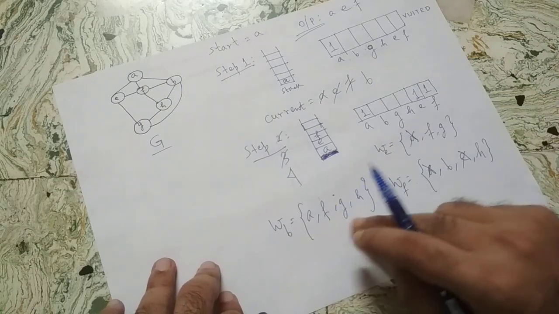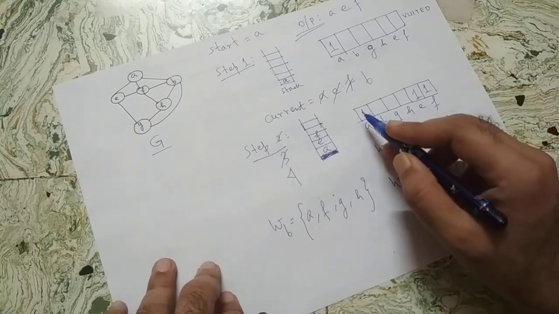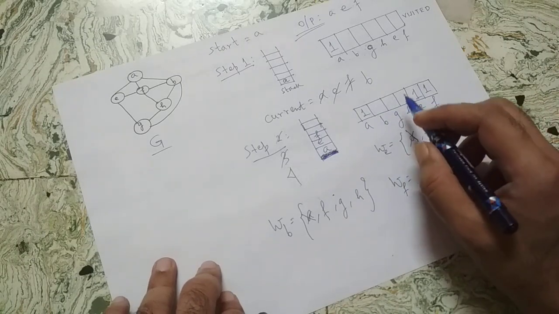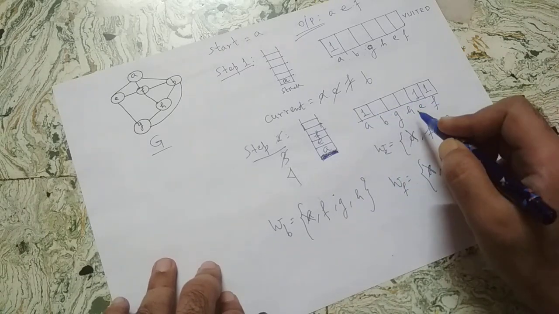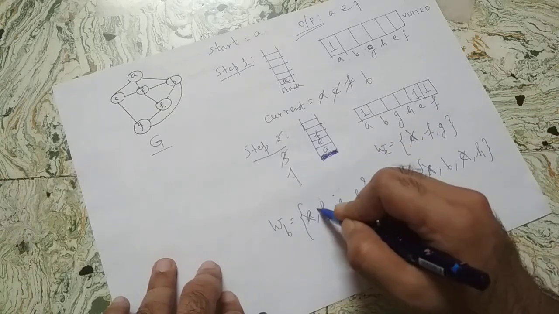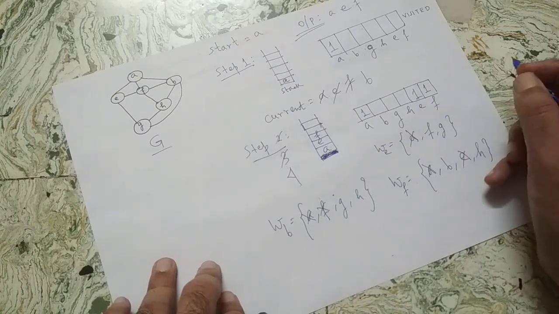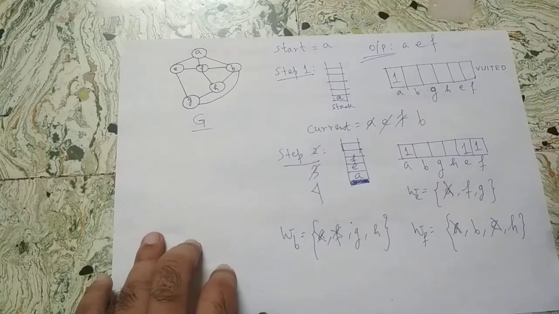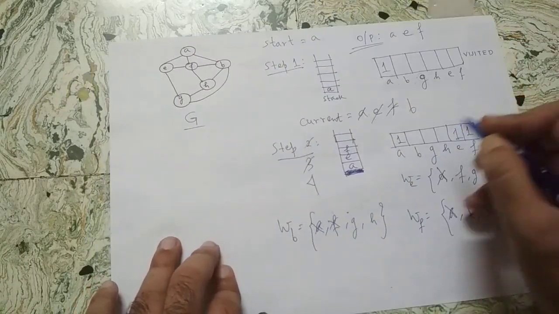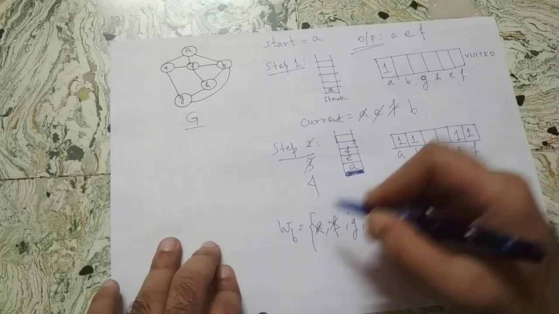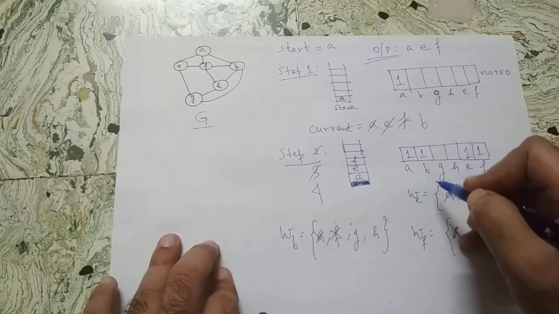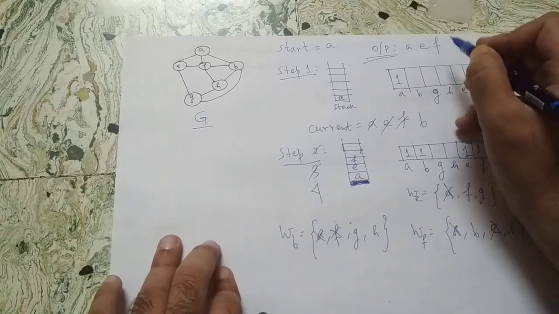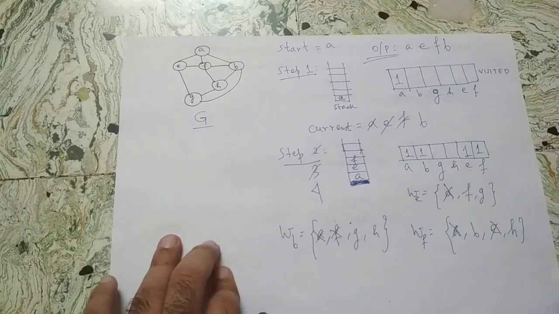Now, out of these four adjacent vertices, I find from the visited list that A has already been visited. I find that F has already been visited. And I find that G and H have not been visited. Now, before moving on, I will mark B as visited. Since B is my current vertex, I'll visit it by marking it with 1 in my visited array, and I'll also output B.